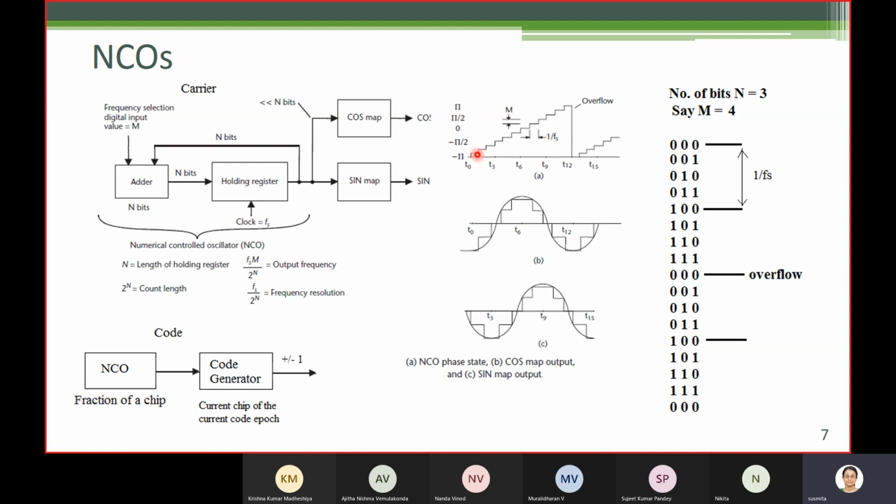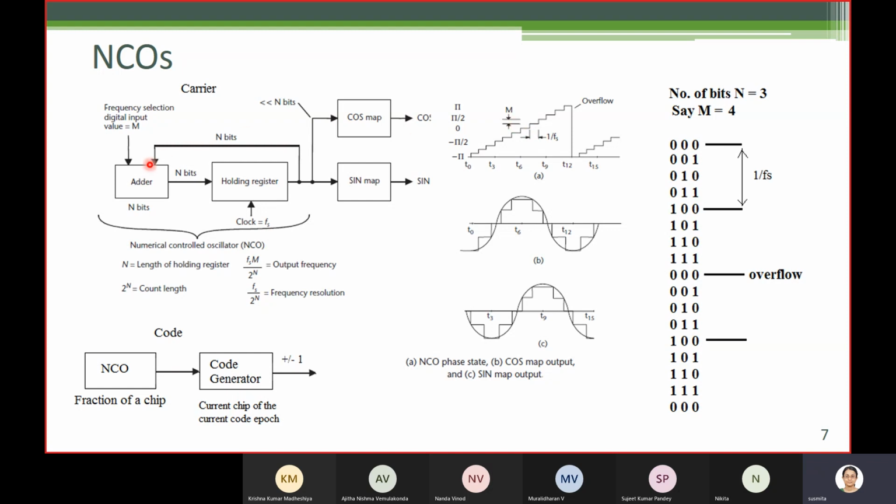So what will be the step size? What will be the duration of each step? It is 1 by Fs because the clock frequency is Fs. There will be Fs pulses in a second. What will be the duration of one pulse? It is 1 by Fs. That's why the duration of each step is shown as 1 by Fs. Now when phase is incremented, how much will it be incremented? What will be the step size? That is determined by this input M. So every time the rising edge of the clock pulse occurs, the phase is incremented by M.